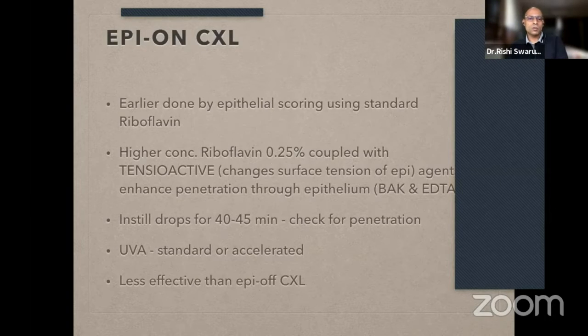Epithelium-on cross-linking was in vogue some time back, but I think most people have now given it up because it doesn't work as well. This is because the penetration of both the riboflavin and the oxygen through an intact epithelium is not very good. If you have to do epithelium-on cross-linking, you had to use a stronger concentration of riboflavin, which also contained additional agents like BAK and EDTA, which enhance the penetration of riboflavin. So you are overcoming the barrier effect of the epithelium, but the second problem of oxygen crossing the epithelium was always there. And that is why at least I have stopped doing epithelium-on cross-linking completely.